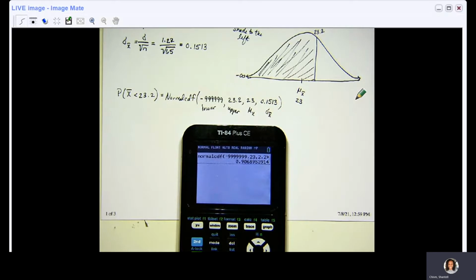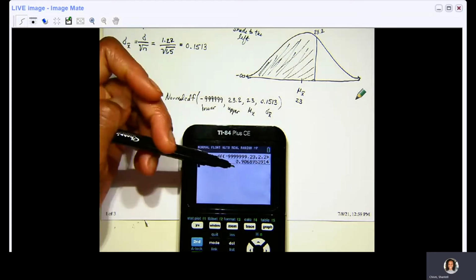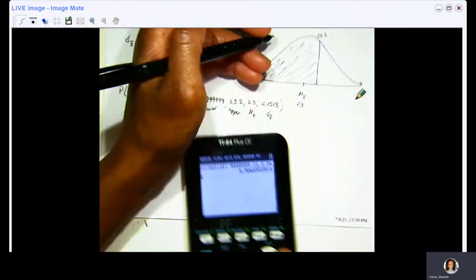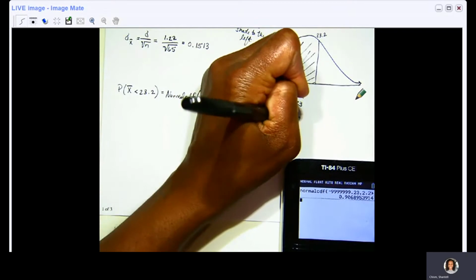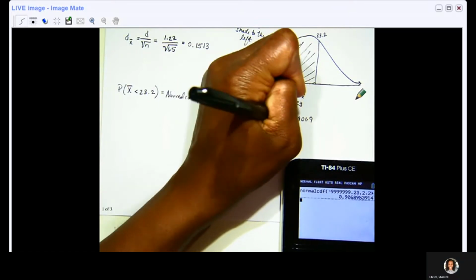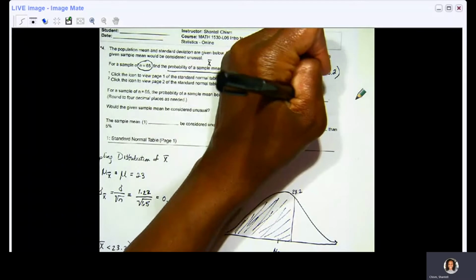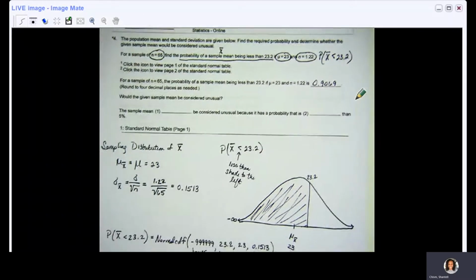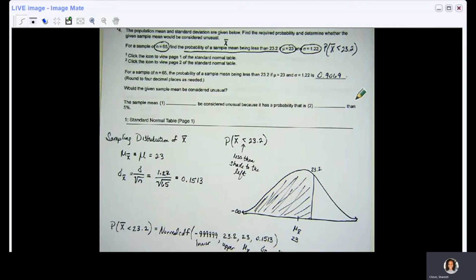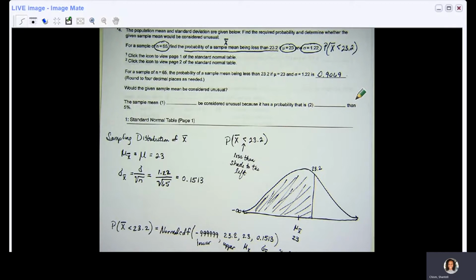Press enter, and we get a probability of 0.9069. I'm going to round that 8 to a 9, because they typically want us to round to 4 decimal places. Yeah, it does ask for 4. So 0.9069. Okay, and I'm going to put that here, 0.9069. Then it says, would the given sample mean be considered unusual?